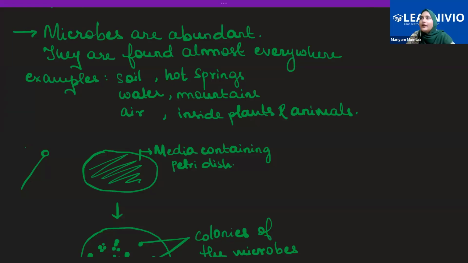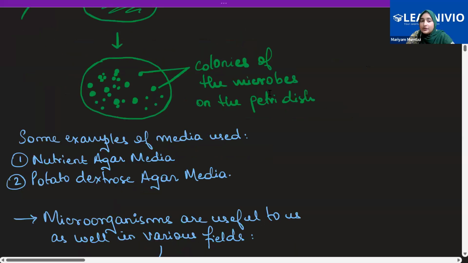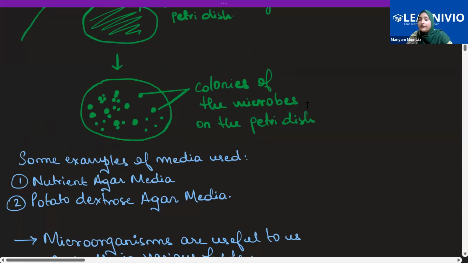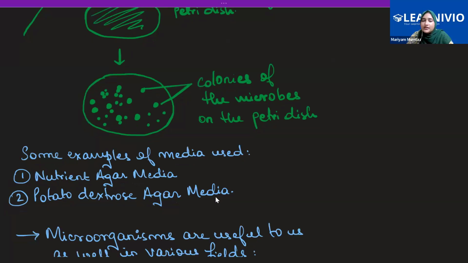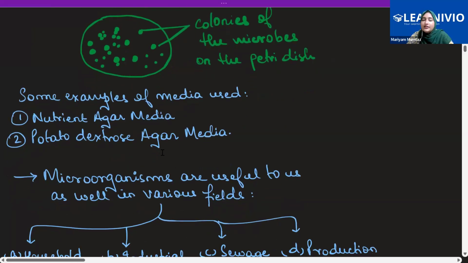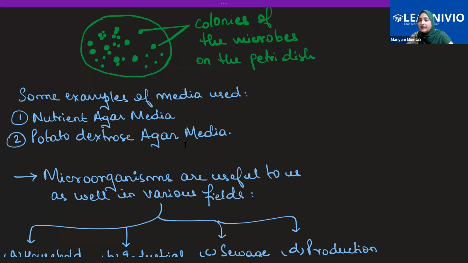You keep it for 24 hours and then you will observe on the Petri dish several circular, fluffy, white or blue or red structures that we call a colony, a colony of microbes. What are the media that could be used? There are some examples like nutrient agar media and potato dextrose media. These are the media that are used.